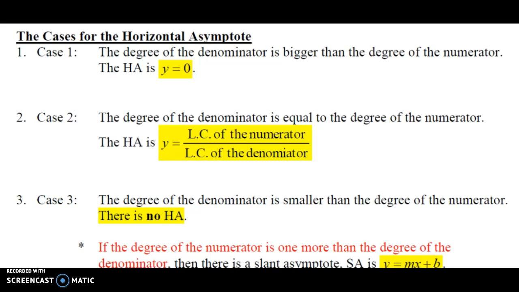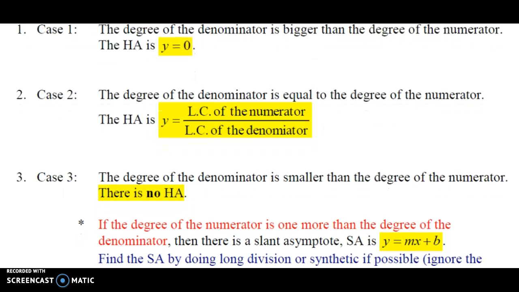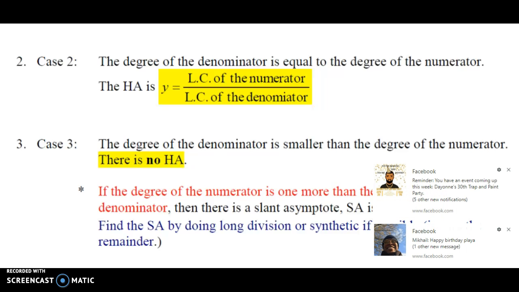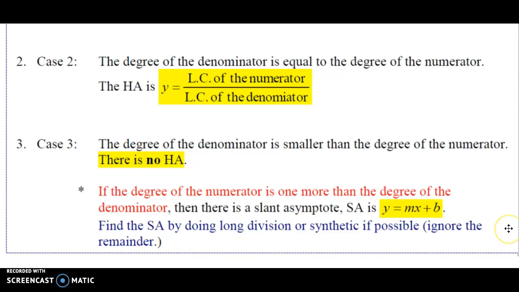Case 2 says the degree of the denominator is equal to the degree of the numerator. That means that the horizontal asymptote is going to be the leading coefficient of the numerator divided by the leading coefficient of the denominator. Case 3, the degree of the denominator is smaller than the degree of the numerator, which means there is no horizontal asymptote.